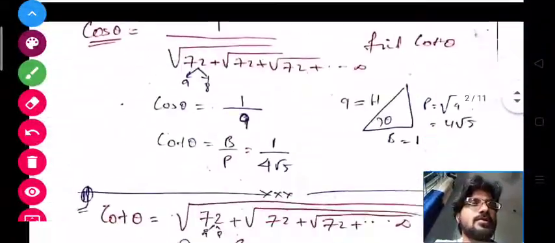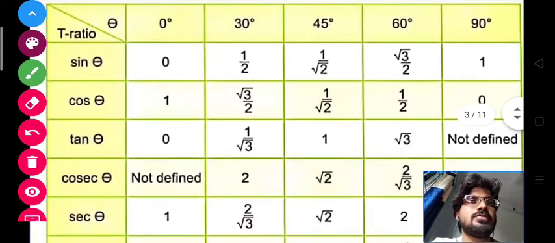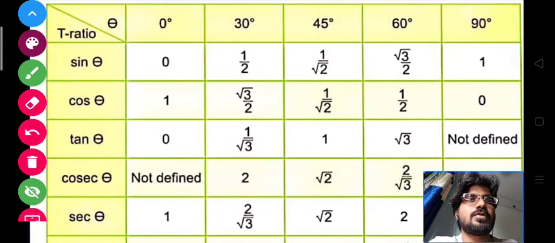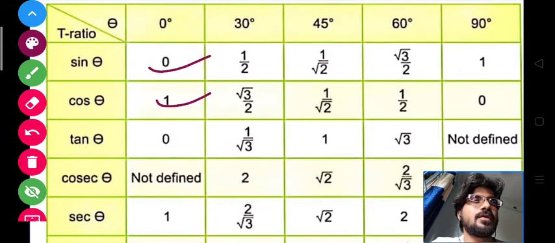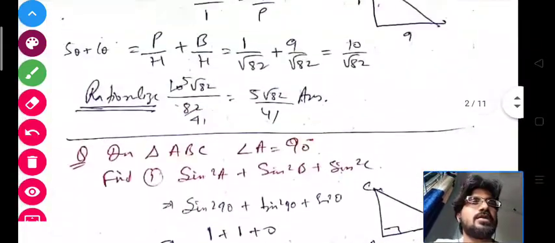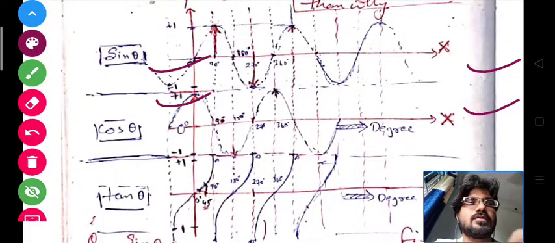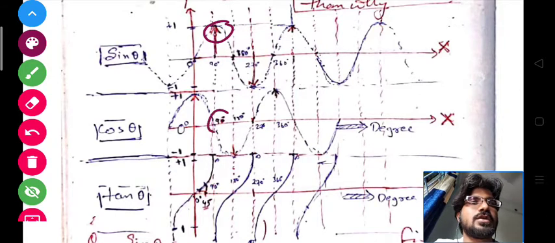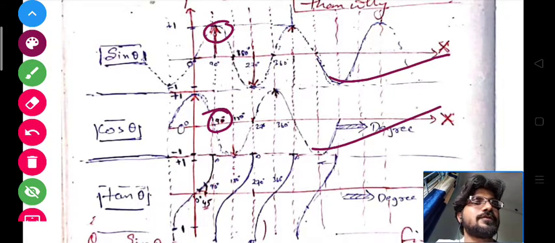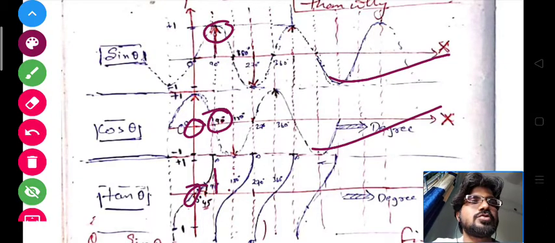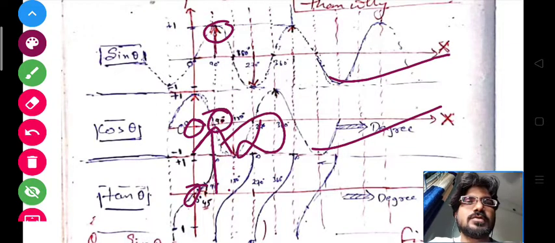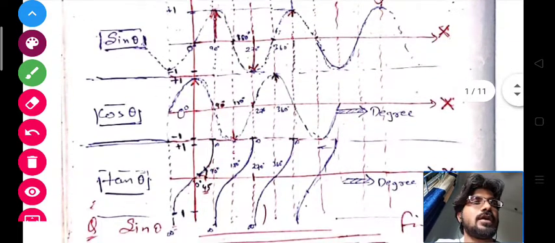In the table also you can see that sine 0 is 0, but cos 0 is 1. Sine 90 degrees is 1, but cos 90 degrees is 0. This is the way you see the graphs. Again at 0 degrees, tan 0 is 0, but tan 90 goes to infinity. So you can also learn the values by graph.